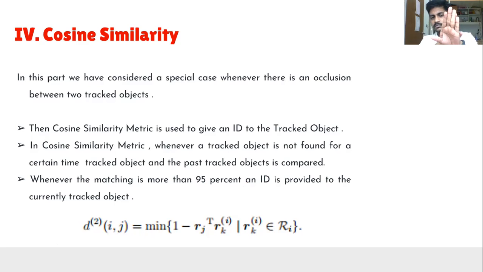Whenever a tracked object is not found for a certain time, the tracked object and the past tracked object are compared. If they both have similarity of more than 95%, then the past ID is given to the overlapped object.